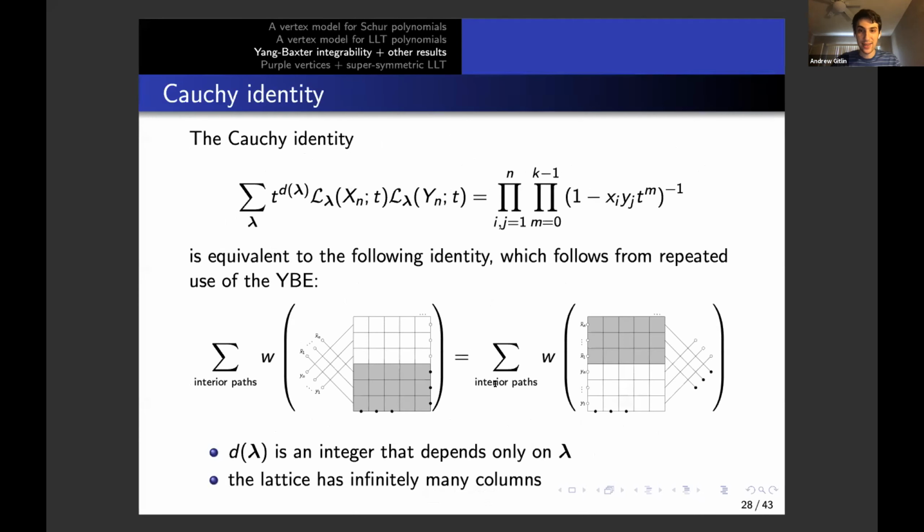Okay, back to the Cauchy identity. What we're going to do is we're going to use the train argument n squared times. So I have n squared R matrices on the left-hand side here. And then I'm going to use the Yang-Baxter equation to push them through to the right-hand side. One thing to note, there's this power of t in front of the LLT polynomials. That power of t only depends on lambda. And I guess the more important thing to note is that these are semi-infinite lattices. They're infinite going off to the right-hand side. So that'll be important in a bit.